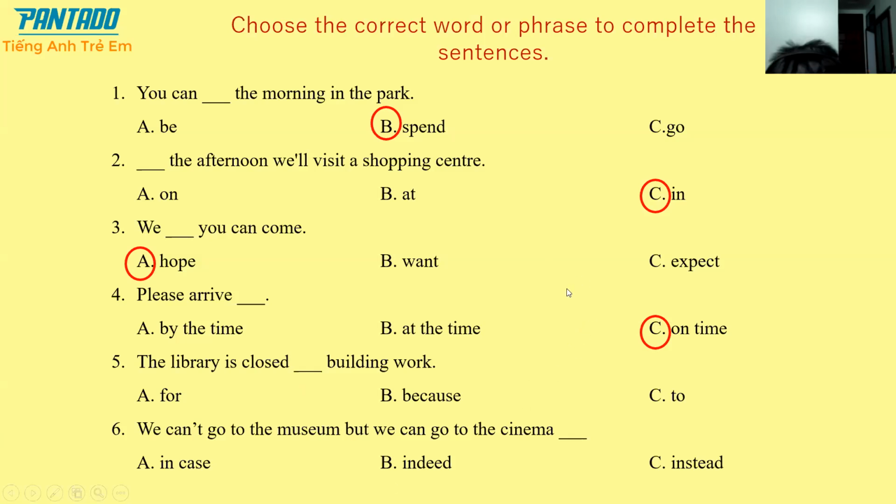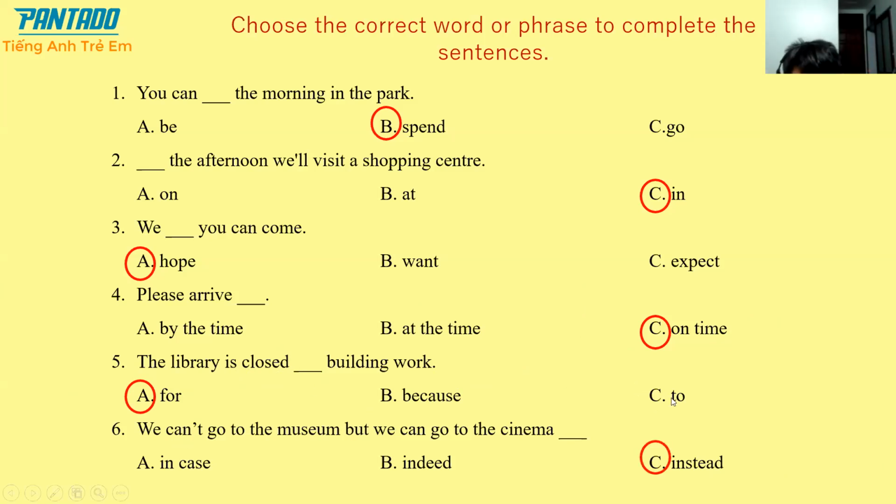Because. It's for. The library is closed for building work. Okay. Read it. Number 5. The library is closed because building work. Okay, and there is something missing in that sentence. That's why it's wrong. Number 6. We can't go to the museum, but we can go to the cinema in case, indeed, or instead? Instead. All right, very good.